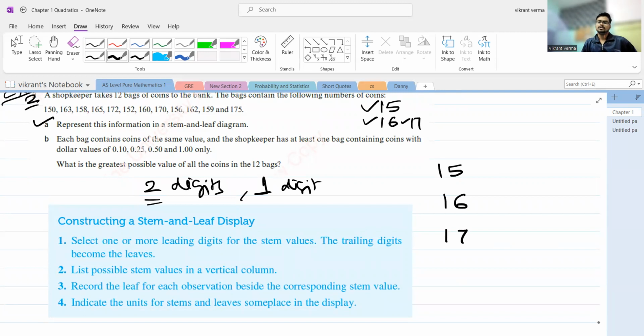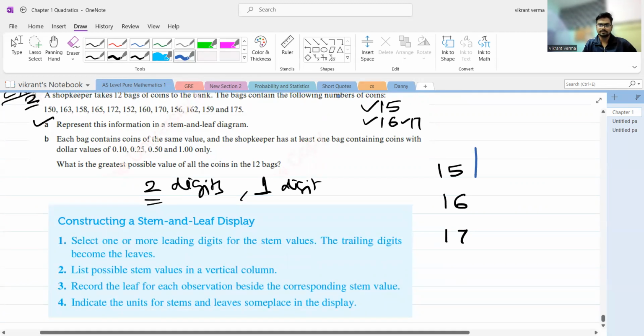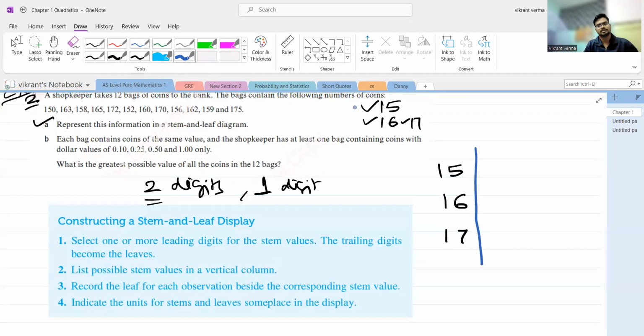After this, we need to draw a vertical line like this. This is how we are constructing a stem and leaf diagram. This portion right here is the stem, and now we need to draw the leaves. Actually, we will see how the values go.